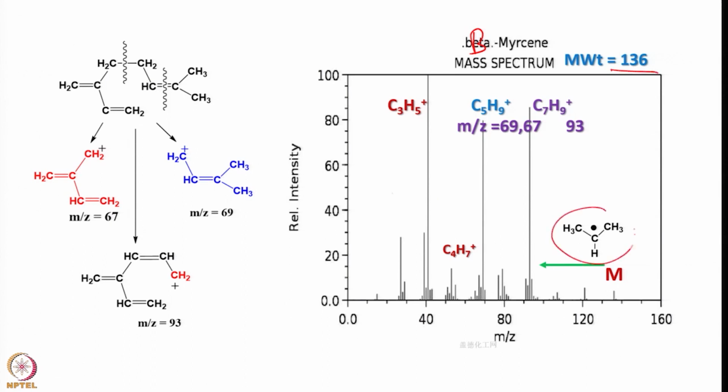When it loses this allylic radical, you can see it comes to 93 here, C7H9, and then it becomes C5H9. We have masses of 69 and 67, then we get C4H7 and then C3H5+. The fragmentation, as I mentioned, happens here, or it can also happen here giving the allylic chain. The other possibility is here; this is allylic, and in this case you can see mass to charge 67, which you can identify as C5H9.